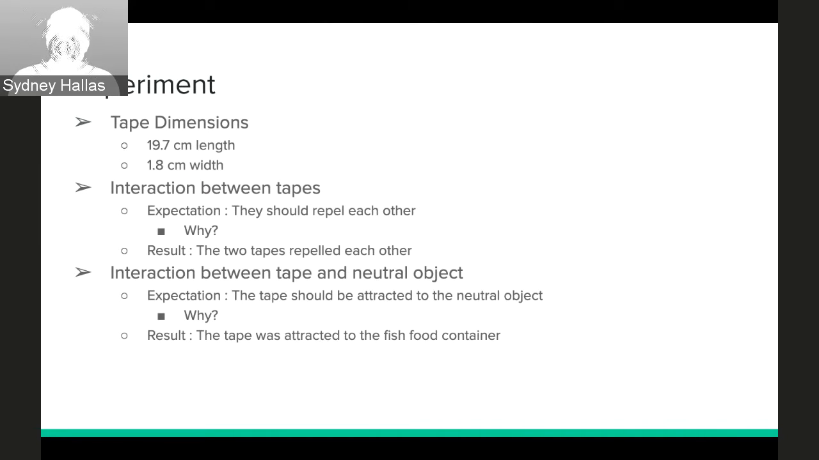The tape that I used was 19.7 centimeters in length and 1.8 centimeters in width. The interaction that I expected between the two tapes is that they should repel each other since they are created in a similar manner, and like charges repel.